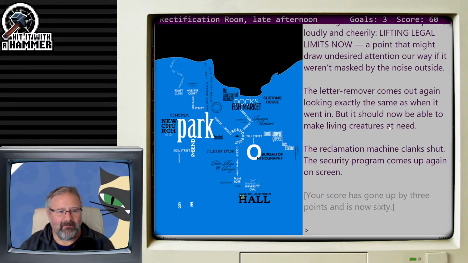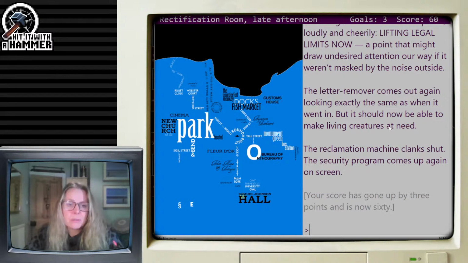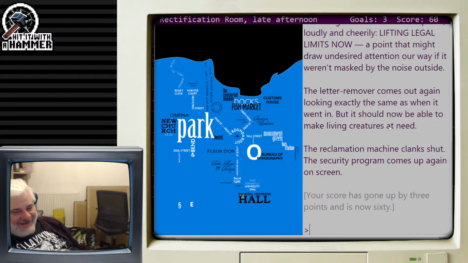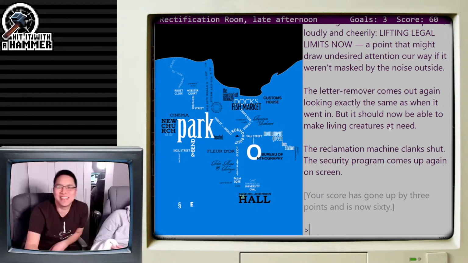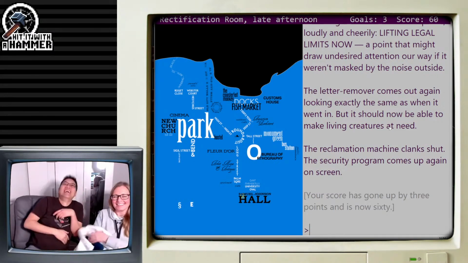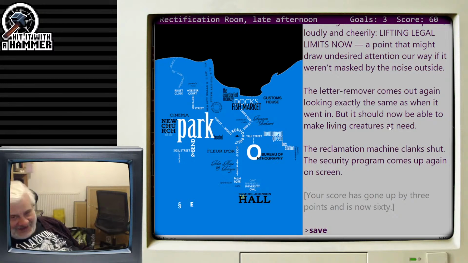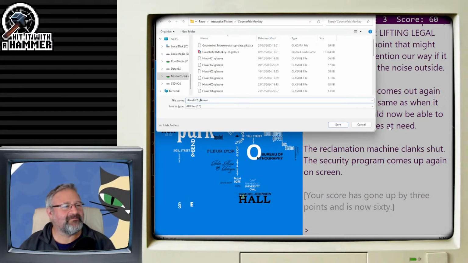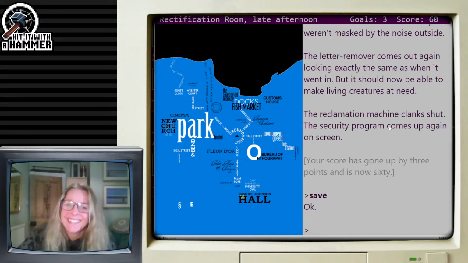The reclamation machine clanks shut. The security program comes up again on screen. Your score has gone up by 3 points and is now 60. Woohoo! Yay. Amazing. Are we going to try the cock? Yeah, a quick cock. Always time. Just a quickie. If we struggle, we do have a small blue pill. Brilliant.